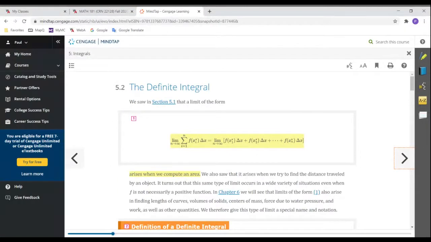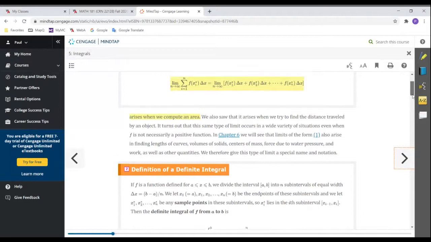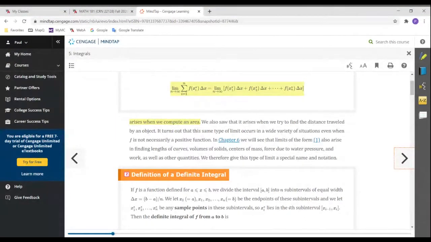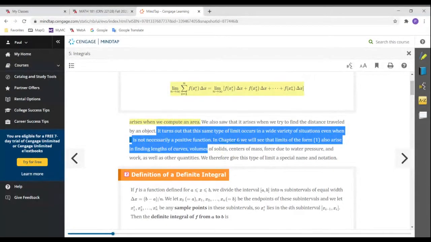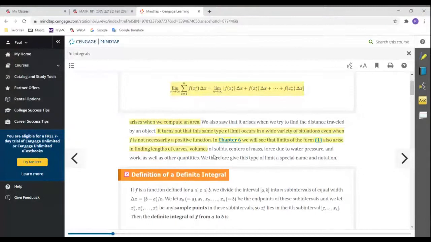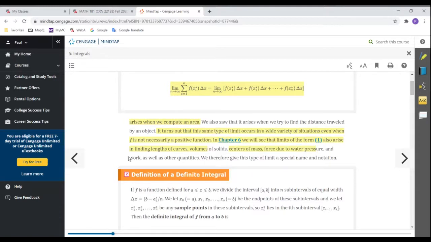So now we move into section 5.2 here, and we're talking about the definite integral. It's going to occur in this process where we have to find the area underneath the curve. And of course, that's the limit of the sum of the areas. The limits you're going to see are going to be involved in finding lengths of curves, volumes of solids, centers of mass, force due to water pressure, and other work, the concept of work in physics.